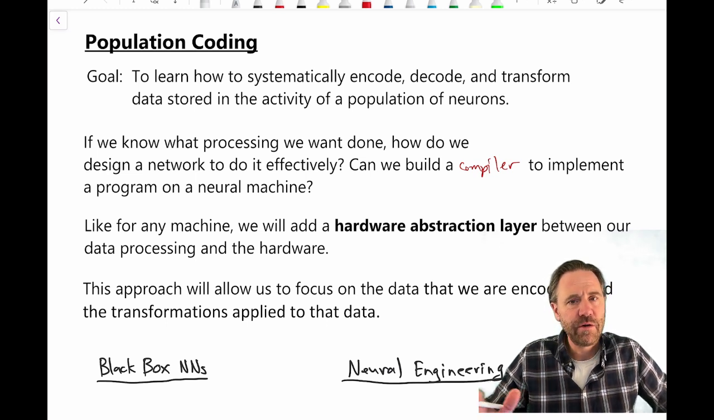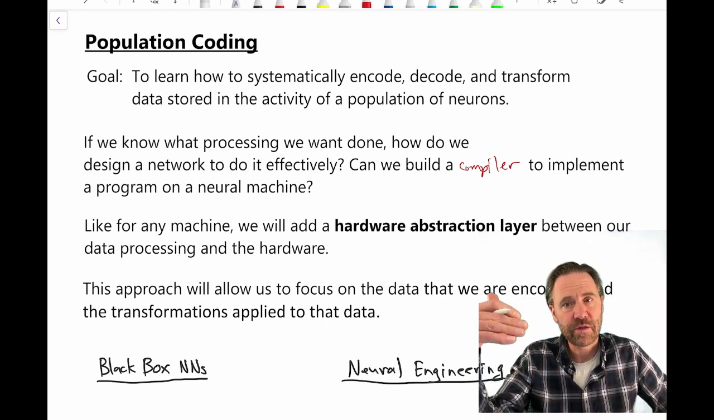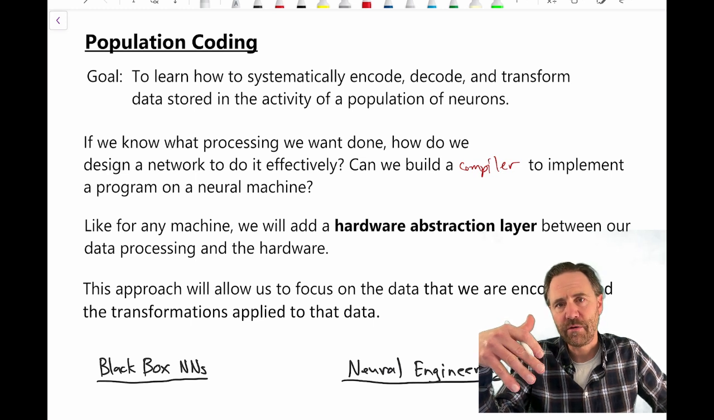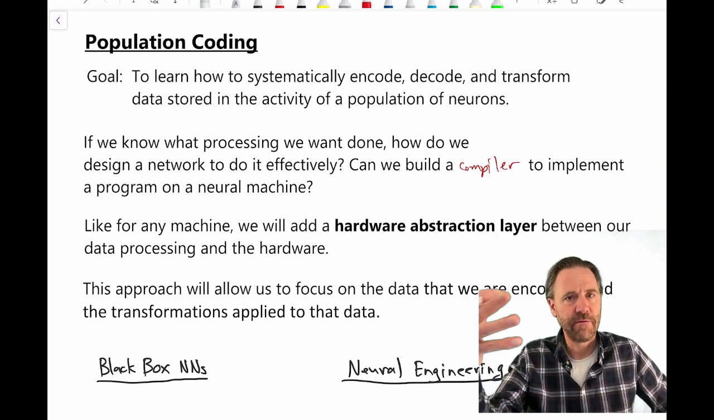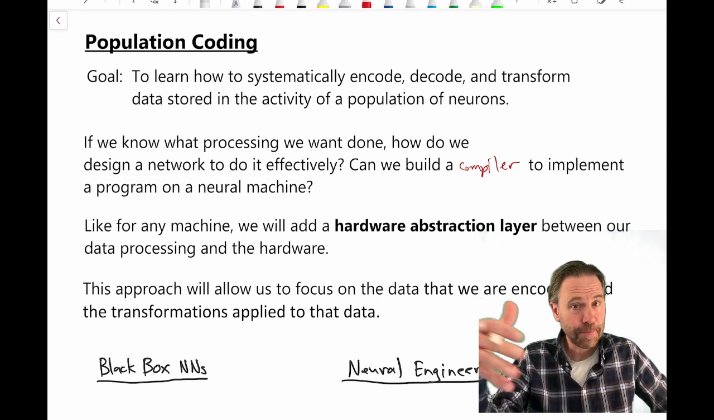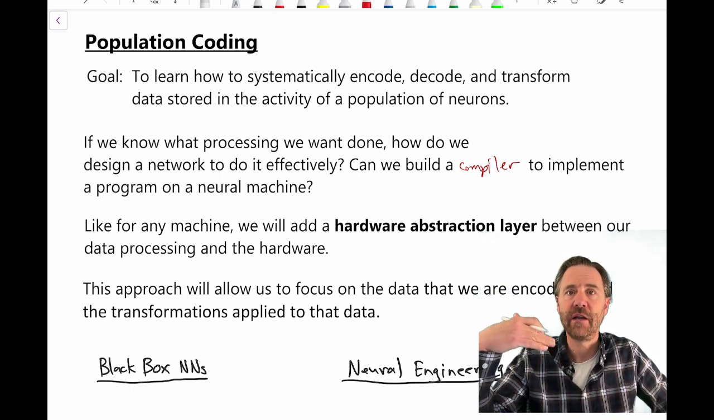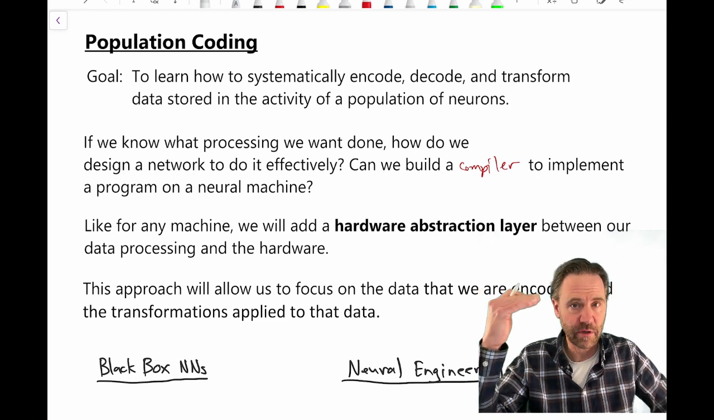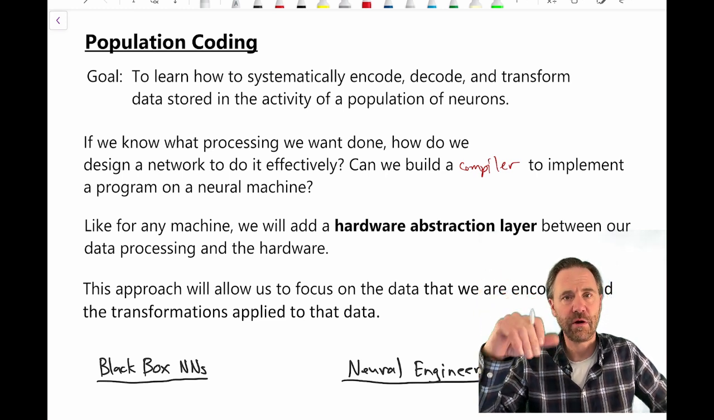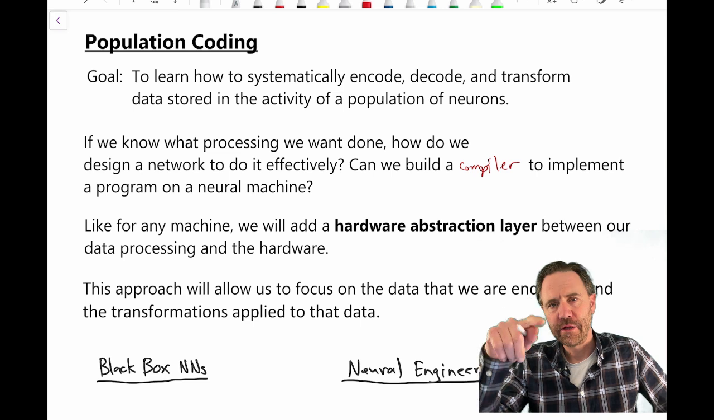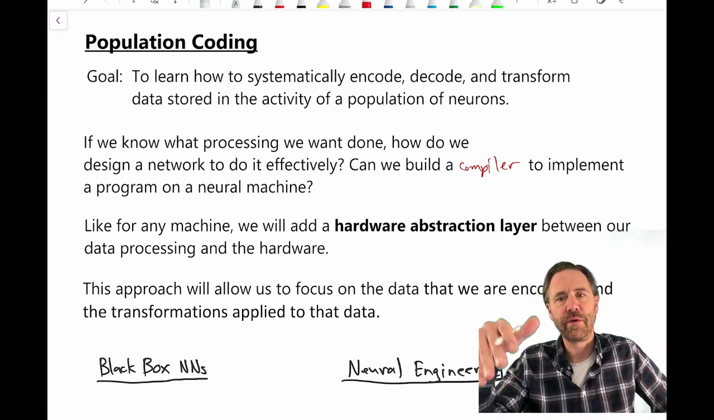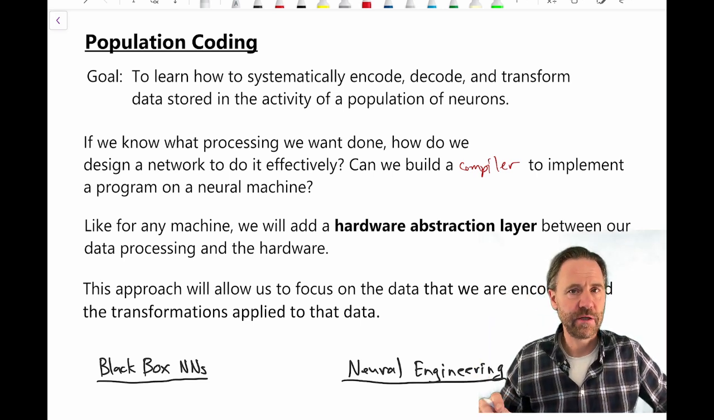Like for any machine, we will add a hardware abstraction layer between our data processing and the hardware. When you're writing a program in Python, you have an idea of what you want to happen to the data. You don't worry about how it's being implemented on the processor. That's the idea of a hardware abstraction layer. You think about the data processing, not about the hardware implementation. This approach will allow us to focus on the data that we are encoding and the transformations applied to that data.